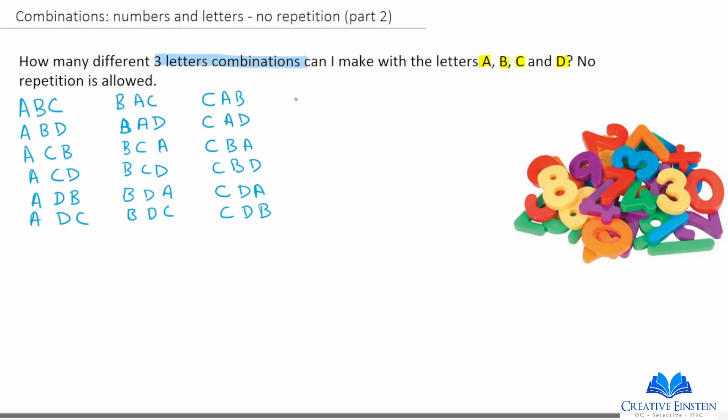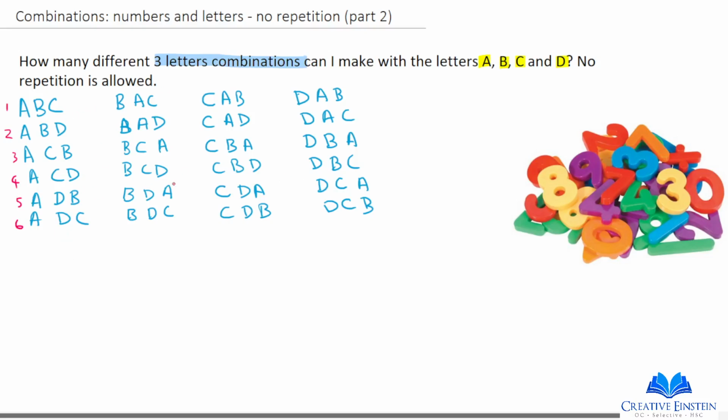So the last one is starting with D. DAB, DAC. That's it for DA. So DB is next. DBA, DBC. And now DC, DCA, DCB. And that's it for my combinations. So let's count them up. 1, 2, 3, 4, 5, 6.